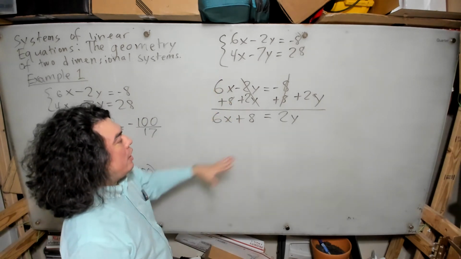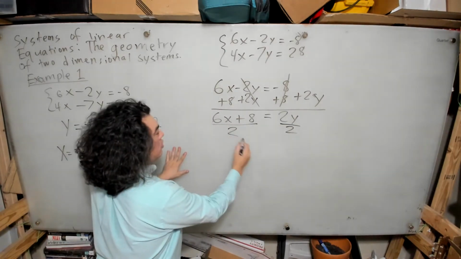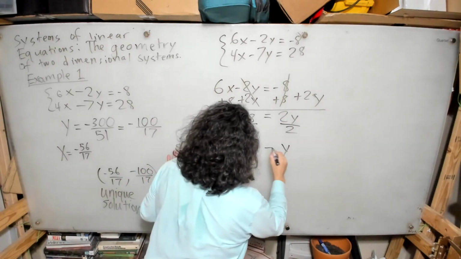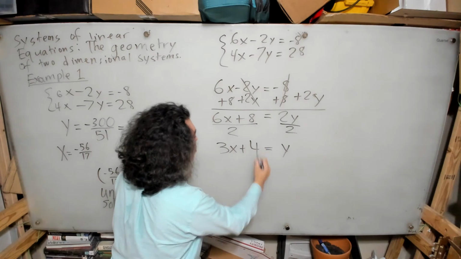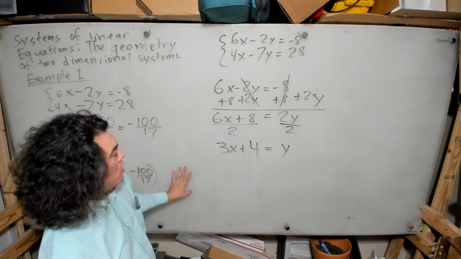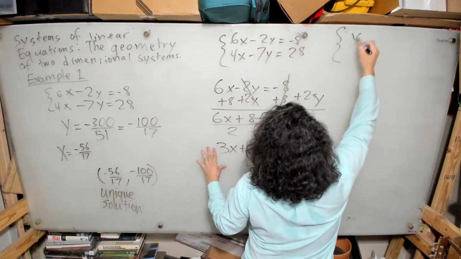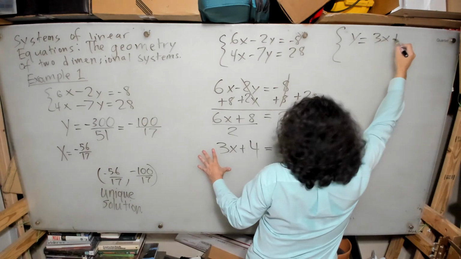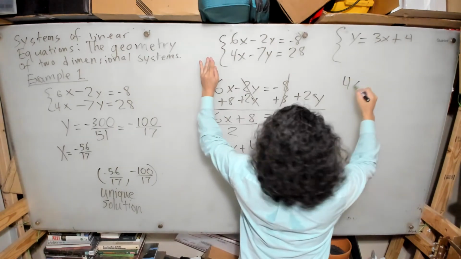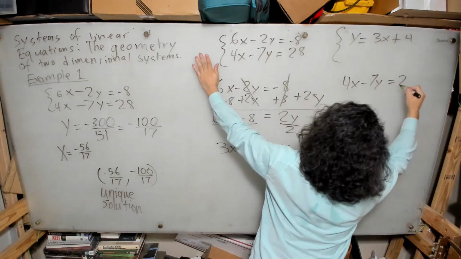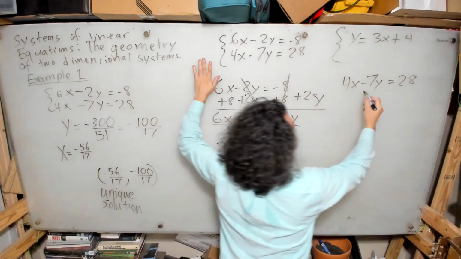Then I can divide both sides by 2. And I can see, aha, this is going to be y equals 6 divided by 2 is 3x plus 8 divided by 2 is 4. So you can see I can replace this first equation with the equation y equals 3x plus 4. What about this second equation, 4x minus 7y equals 28? What I could do is add the 7y to the other side.